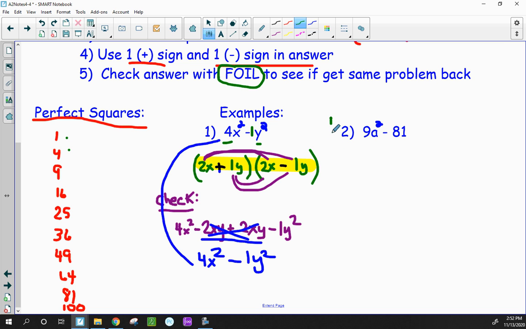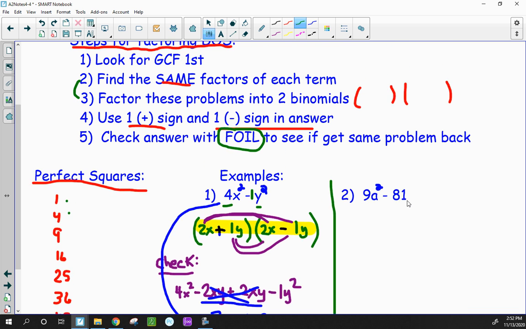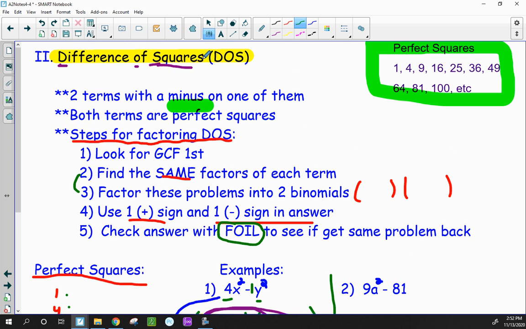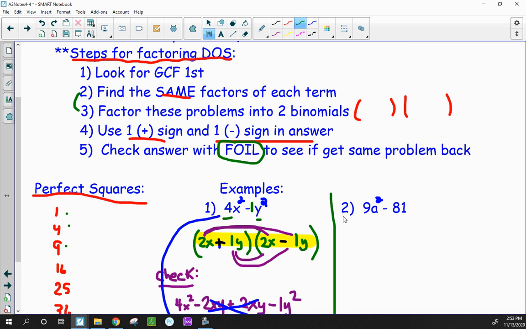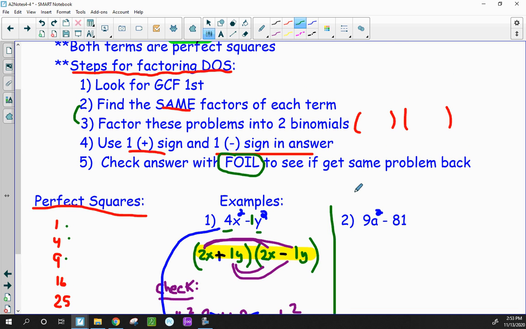All right, let's move to number 2. We got to classify first. To see if it's a DOS, do you see 2 terms? Check. Minus sign in the middle? Check. Power of 2 or 4, 6, 8, something that you can split up into equal same factors? Yes. 9 and 81. Well, 9 and 81 are both in this list, so we're good to go. Again, those questions you have to ask on your own.